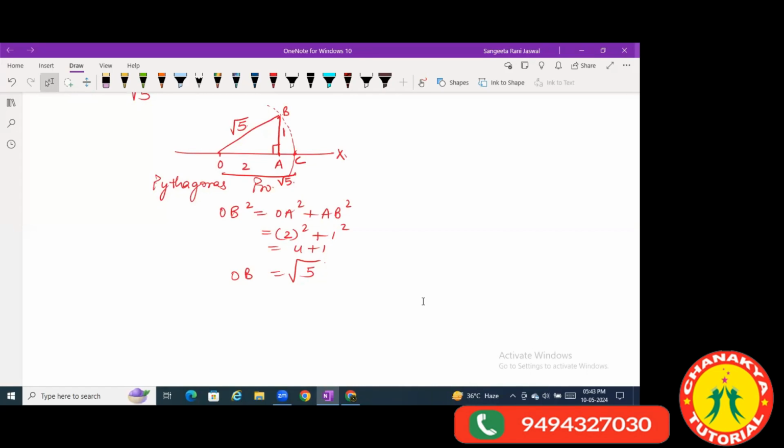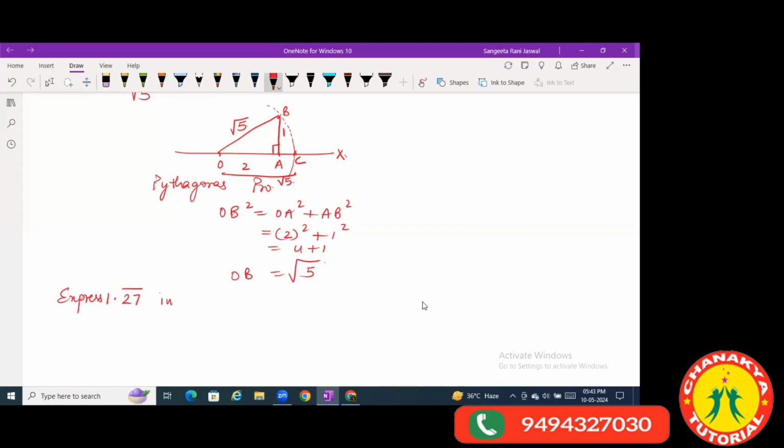The next thing is representing a decimal in the p by q form. Let's do that also. Now, suppose I have taken a number to express, 1.27 bar.